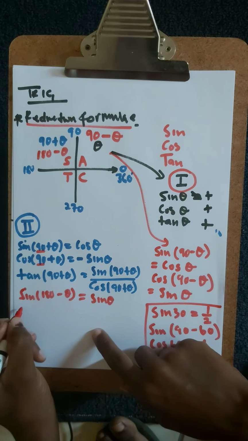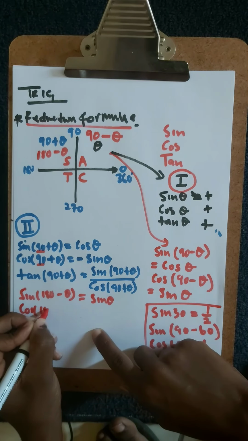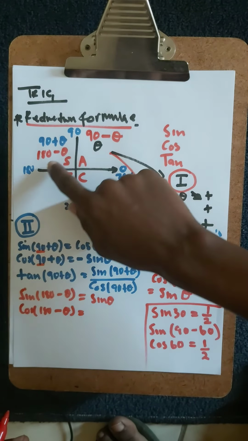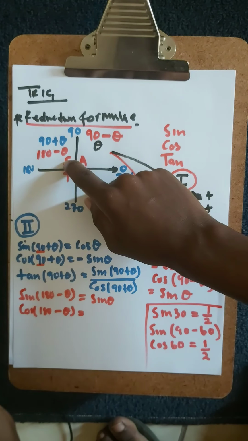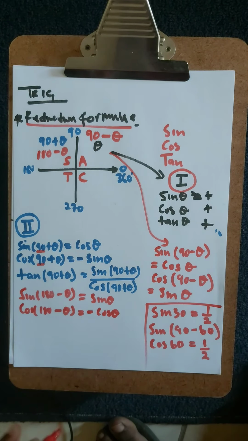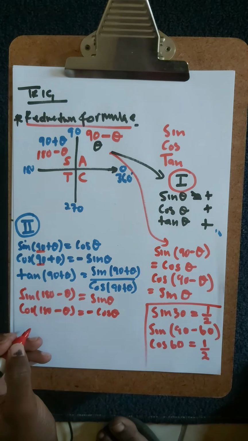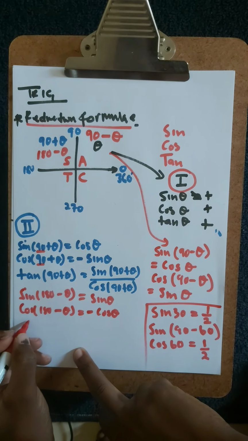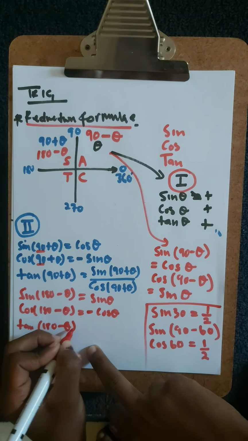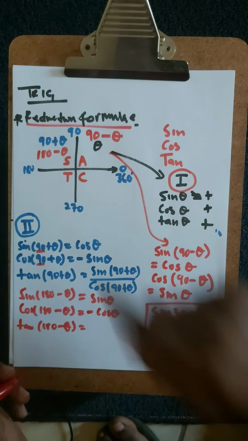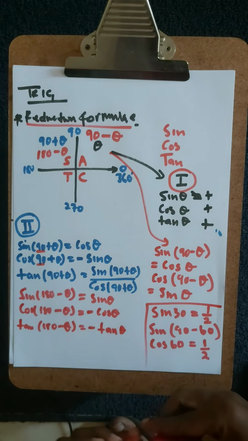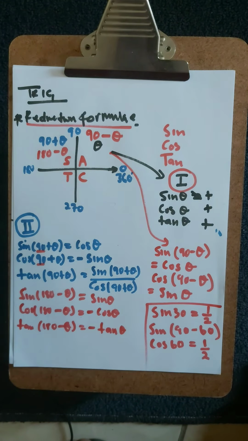Then now we have cos of 180 minus theta. I check 180 minus theta is in the second quadrant, so cos is negative. Minus cos of theta. Then we have tan of 180 minus theta. We check tan in the second quadrant, only sine is positive, so it is minus tan of theta. This is how we reduce basically.